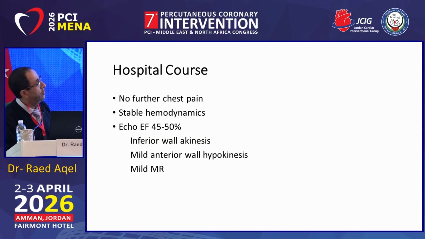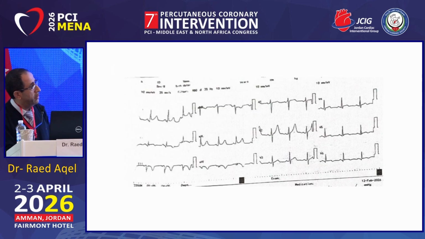The patient did really well, with no further chest pain and stable hemodynamics. His ejection fraction pre-discharge was 45 to 50 percent, with inferior wall akinesis and mild anterior wall hypokinesis with mild MR. And this is the EKG at discharge.